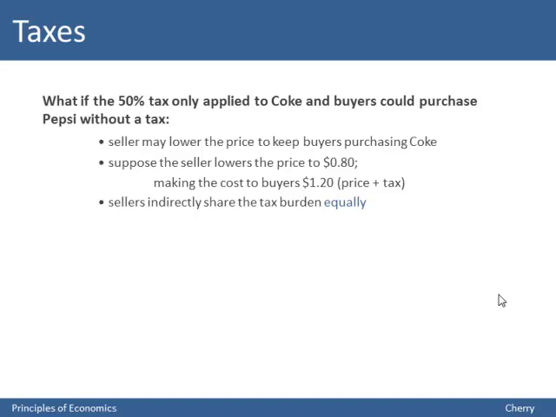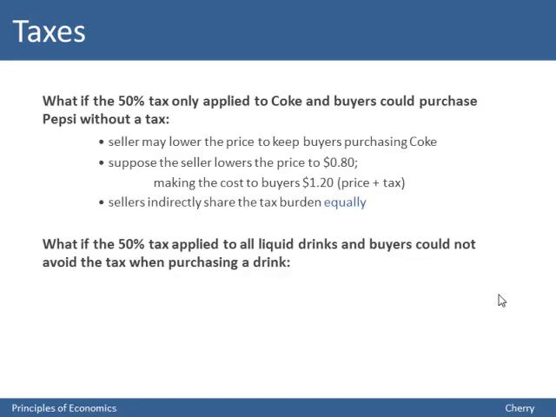So in essence, what's happened is that they've shared the burden of the tax equally. The sellers cut the price, shared some of the burden of the tax, and now they're both paying 20 cents of the 40-cent tax. So now let's look at another example.